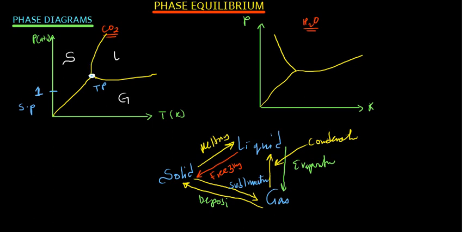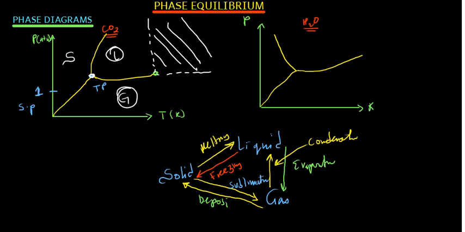Now at the very end here, at this point, I'm going to put another line, a line like that and a line like that. In the entire region which we can see, we cannot distinguish between a liquid and a gas. In that region we have what is called a supercritical fluid.